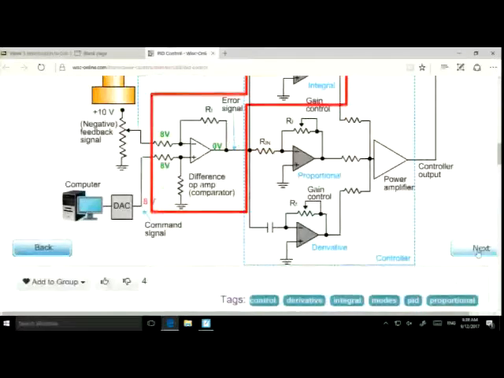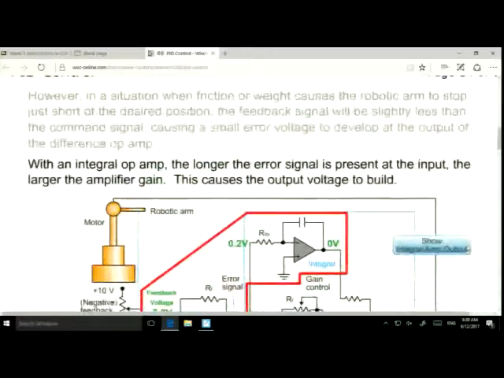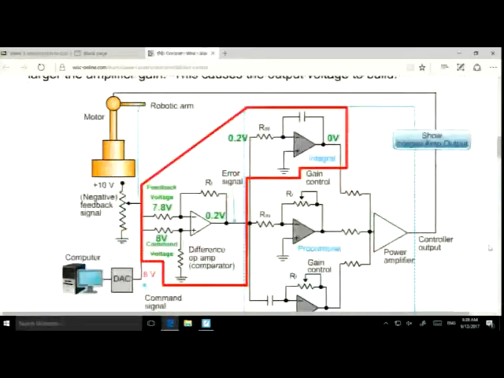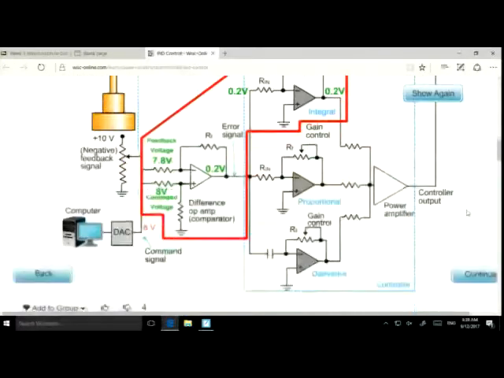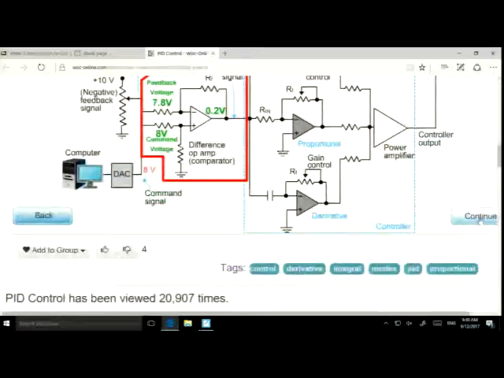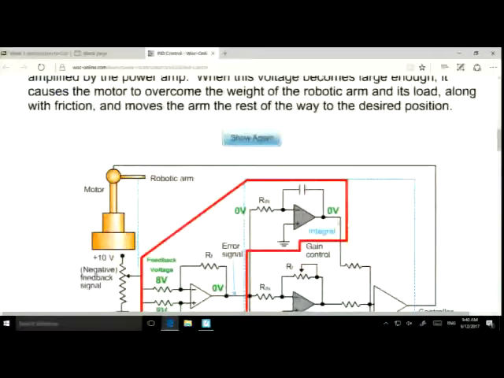If I go onto the thing here, I'll skip past the bit that shows that. Yeah, so the longer the error is present, the bigger the drive. That's showing the integral error being increased there until there's no error at all, obviously. Once the error's gone, then it stops. Okay, so at this point, there's no error, so now the integral amplifier stops having an effect.